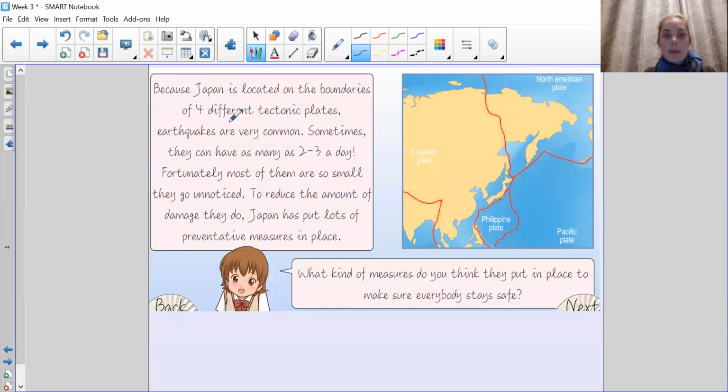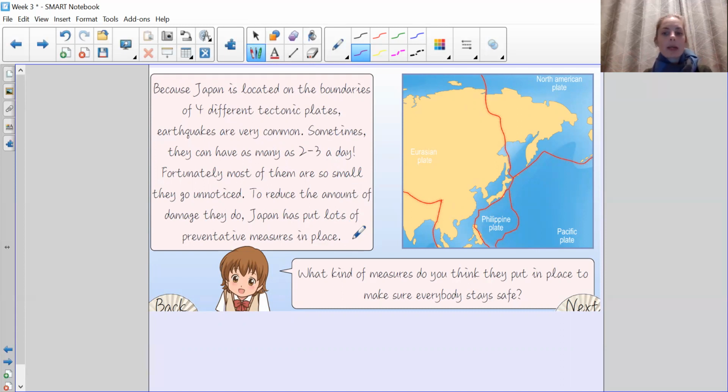It's located on the boundaries of 4 different tectonic plates, okay? It's got 4 different tectonic plates that it is on. Therefore, they're going to be experiencing earthquakes quite frequently. Sometimes they have as many as 2 to 3 a day, but fortunately, most of them are small and don't really go noticed. But to reduce the amount of damage, Japan has put in what we call preventative measures, so ways in which we can try and prevent the damage from taking place.